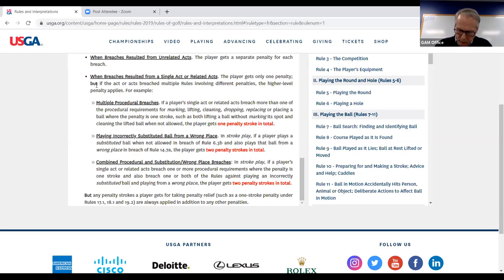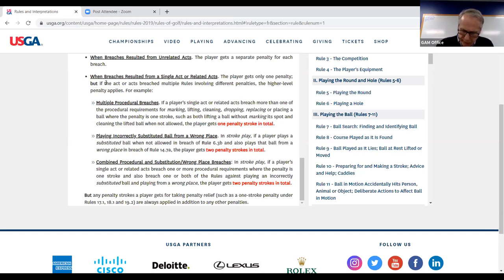So like taking multiple practice swings to touch the sand and then bending an overhanging branch, which is a situation where you're affecting conditions that affect the stroke. So it's two unrelated acts. So you'd get two separate penalty strokes for that situation.